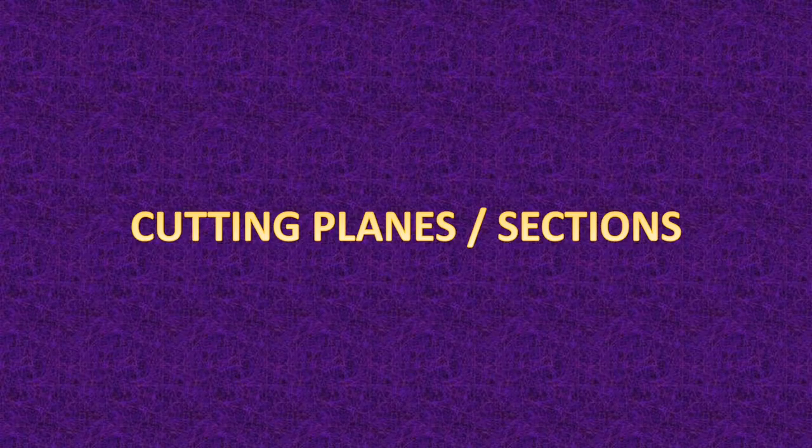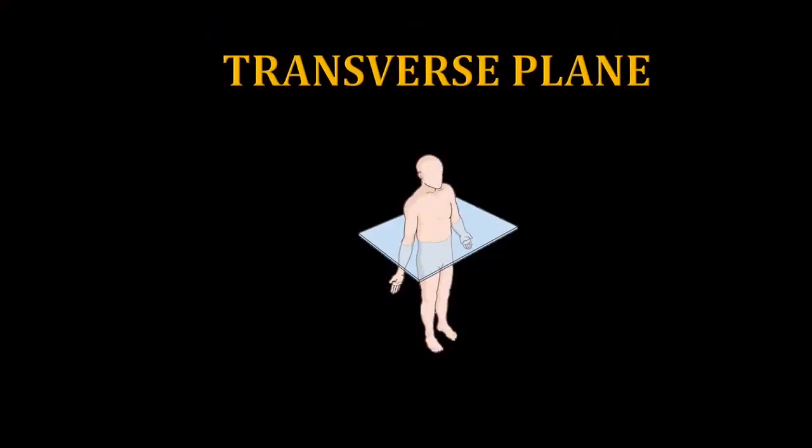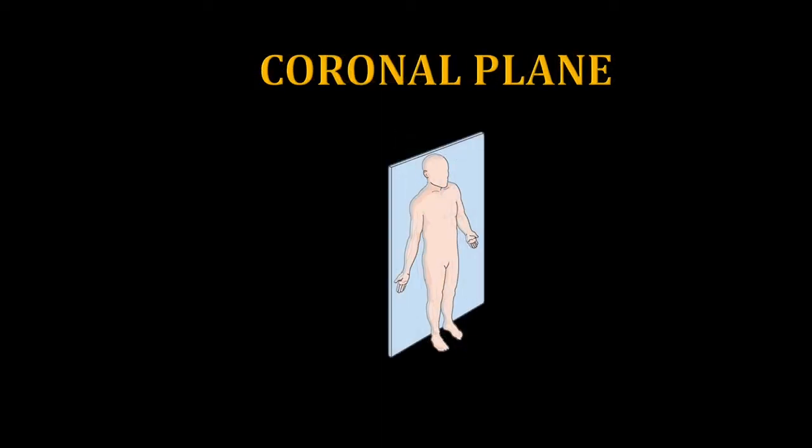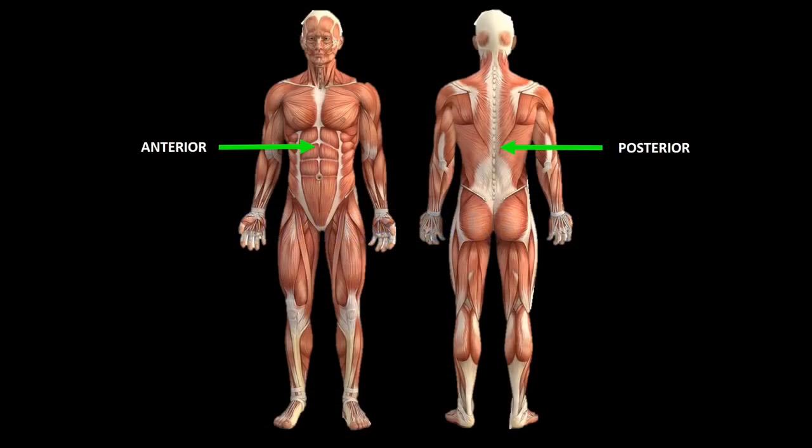Now, let's move to the cutting planes of the body. First, the transverse plane, which separates superior and inferior portions. Next, the sagittal plane, which separates right and left portions. Last, the coronal plane, which separates anterior and posterior portions. For the anatomical direction, we have anterior, which is the front part of the body, and posterior, which is the back part of the body, that is separated by the coronal plane.